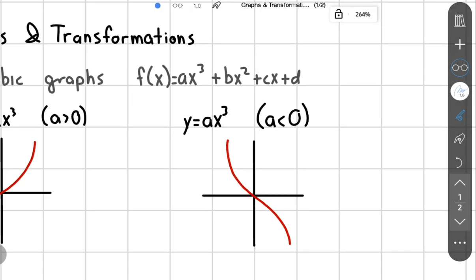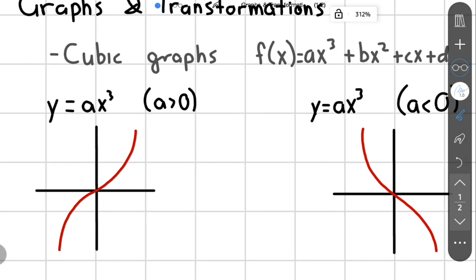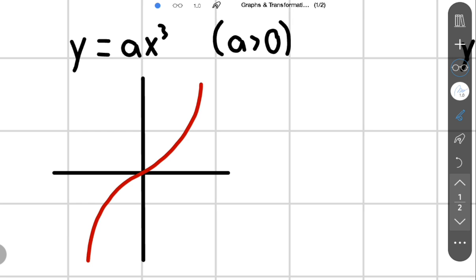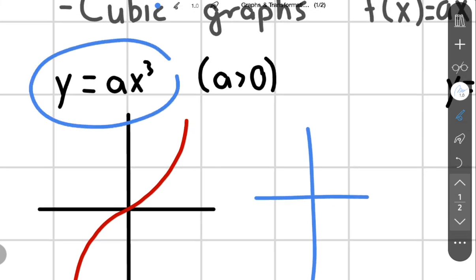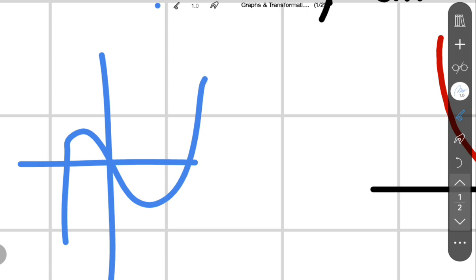So if we were to graph this function, if the coefficient of a, or the number next to x cubed, happens to be greater than 0, or in other words positive, this is how it will generally look. And obviously it doesn't have to strictly follow this form. This is only for ax cubed, so that there are no other numbers with it. But usually it could look like this.